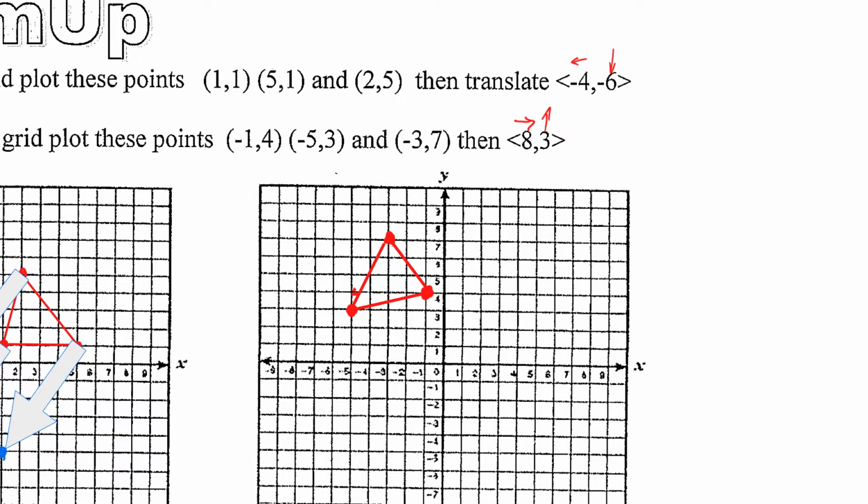Okay, so they're all going to go 8 right: 1, 2, 3, 4, 5, 6, 7, 8. Up 1, 2, 3. Again 1, 2, 3, 4, 5, 6, 7, 8, up 1, 2, 3. So it should look something like that.